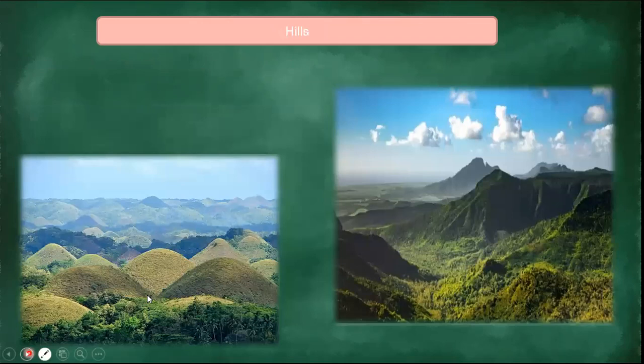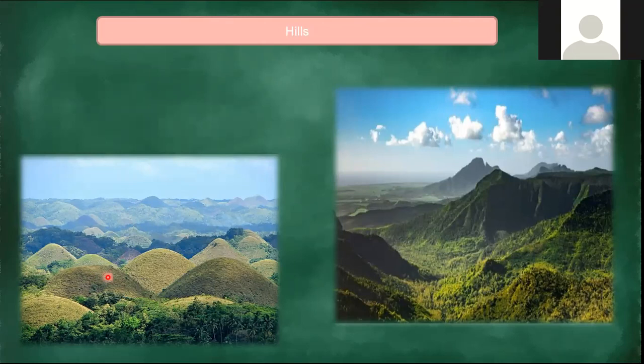By looking at the pictures here, what are hills? What are hills? Tabiso? Ma'am, hills are like small mountains, ma'am. They might have been mountains, but then the weather made them smaller. Yes, that's correct. Thank you, Tabiso.